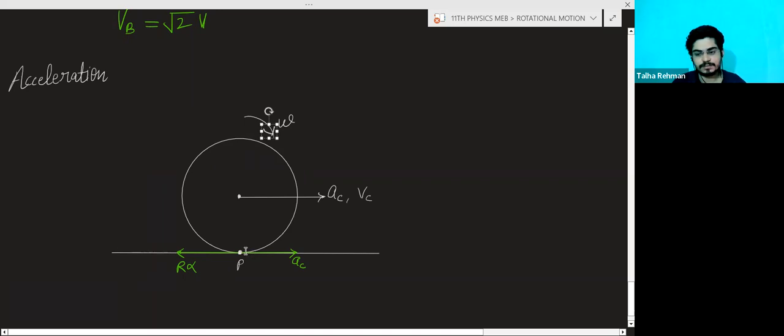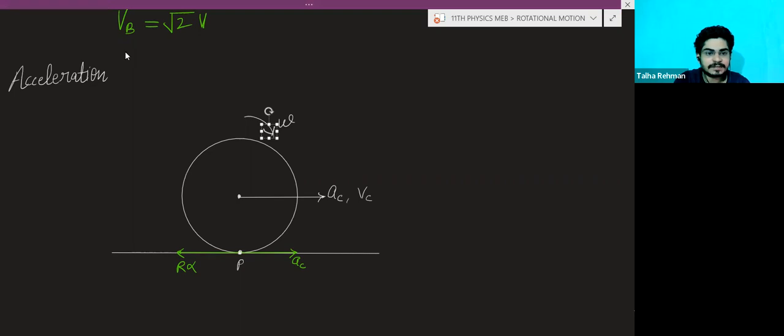One more acceleration will be there. This acceleration is due to the center of mass. This acceleration is due to the rotation like this. Now there will be one more acceleration. This point P is rotating in a circle also. So due to that, there will be a centripetal acceleration also.